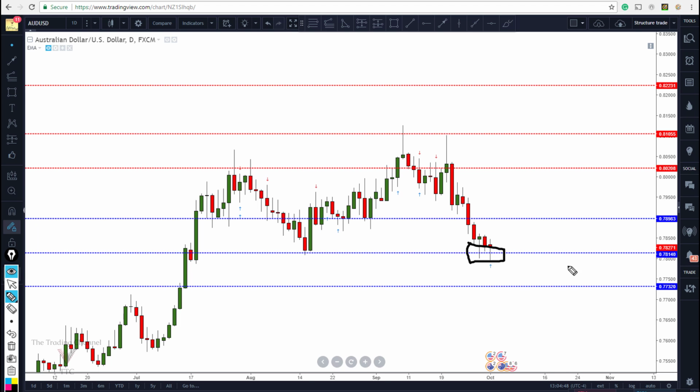Now as for our next level of support on this pair, if we break below this level, it's going to be around the 0.7732. That's our next major level to look for not only buying opportunities but possibly take off a position if we get entered into a short trade here on the Aussie dollar.